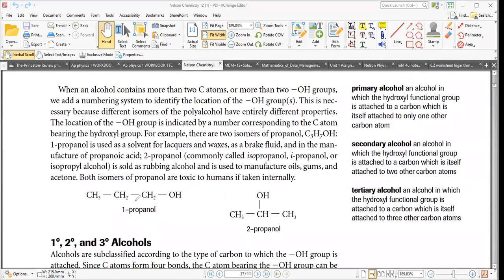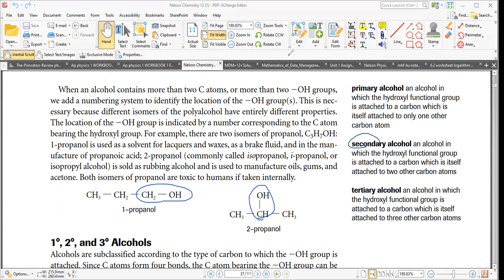Because the carbon that is attached to the OH is attached to 1 carbon. We call this one secondary carbon, secondary alcohol, because this carbon that OH is attached to is attached to 2 carbons. That's why this is secondary.